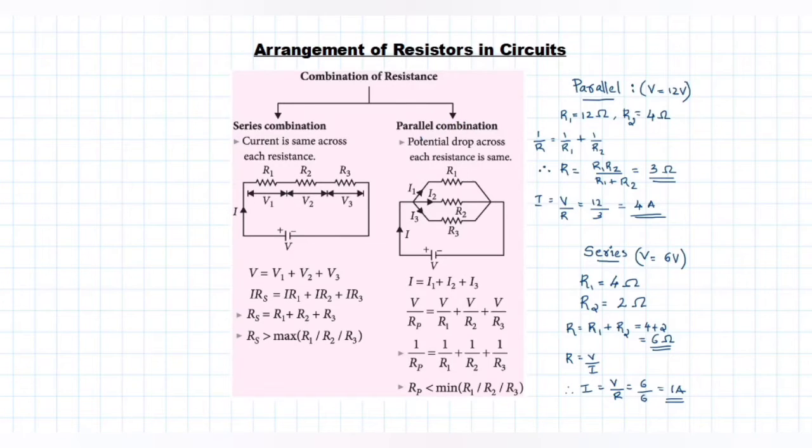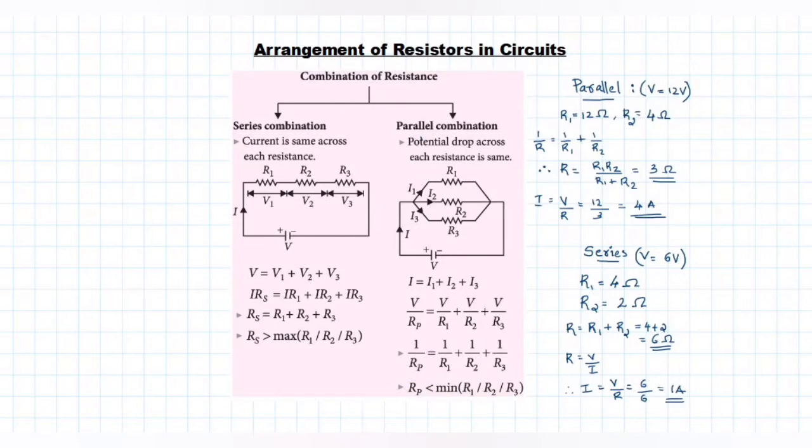So similarly, as in the series combination, if we increase the resistors R1, R2, R3, etc. to Rn, the effective resistance in parallel combination will be very less. That is, if we increase the number of resistors R1, R2, R3, the effective resistance in parallel combination is going to decrease.